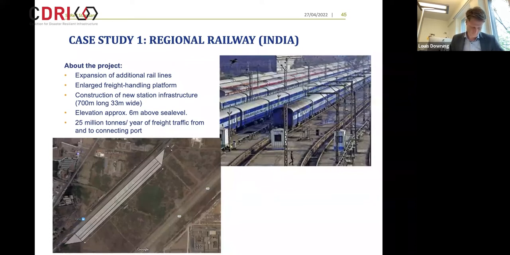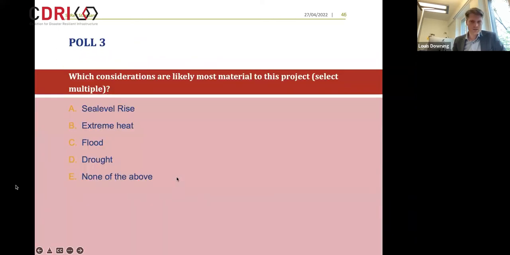So that's the basic characteristics of the project, in a very brief snapshot. Based on very limited information, we've said it's close to the sea. Those are the components of the project. That's the purpose of it. So it's primarily a freight handling facility, but it also runs passenger trains.